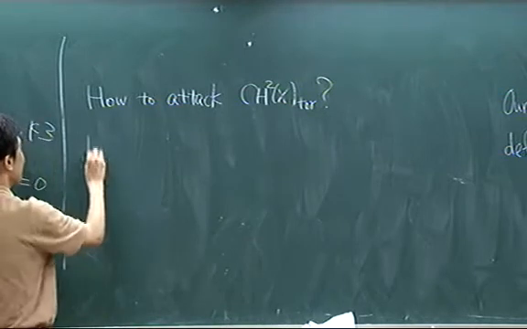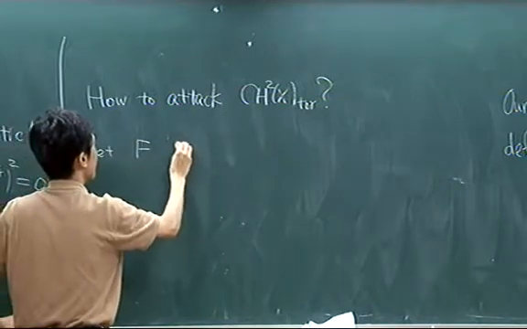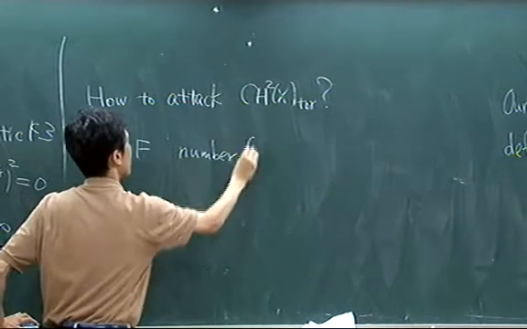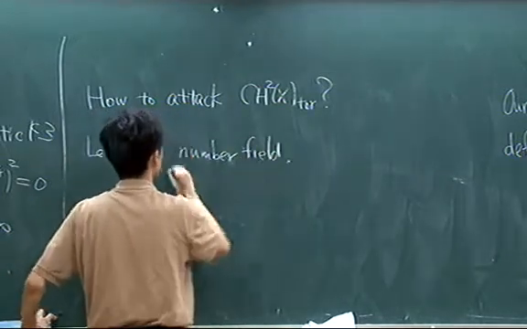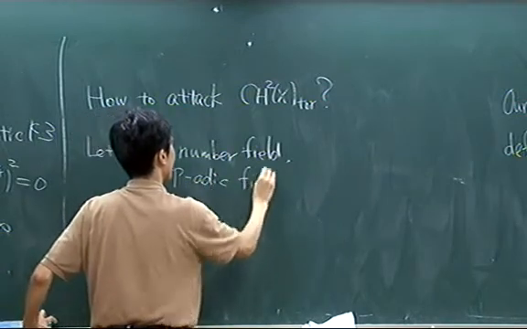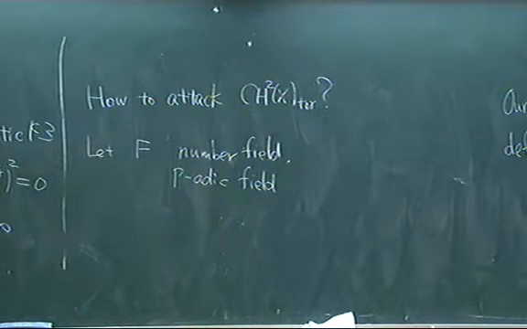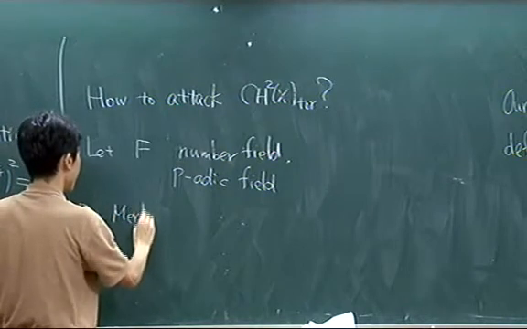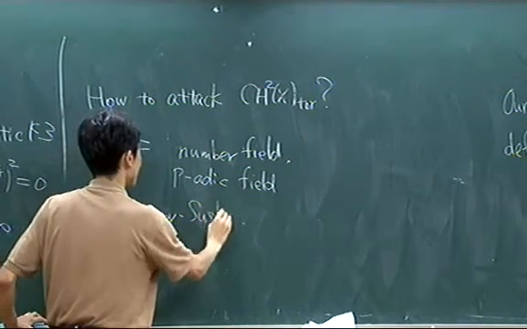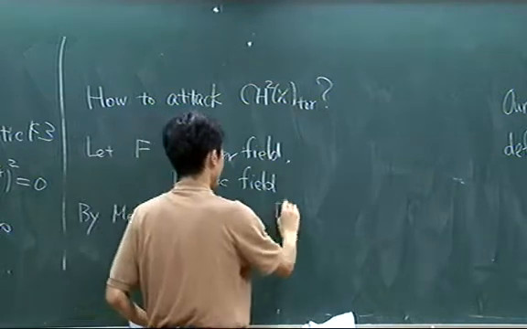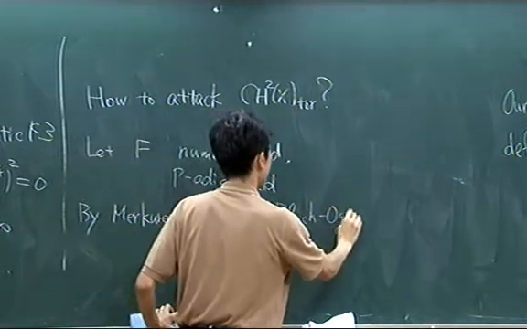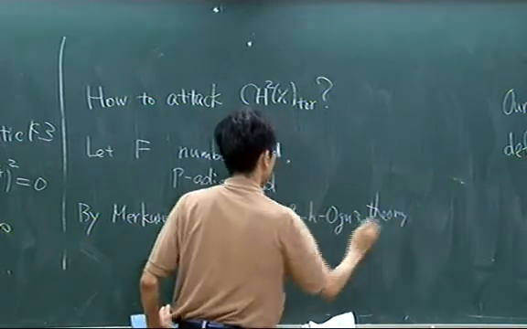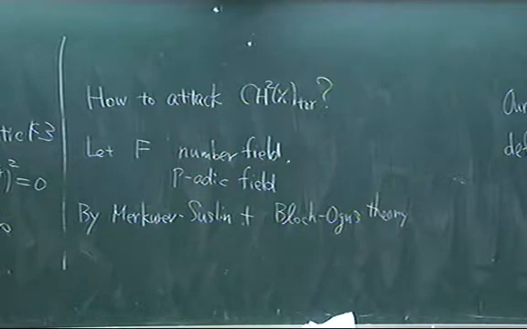Now let F be a number field, or a p-adic field, a finite extension of Qp. Then, by the Merkurjev-Suslin theorem plus Bloch-Kato theory, there is the following exact sequence.